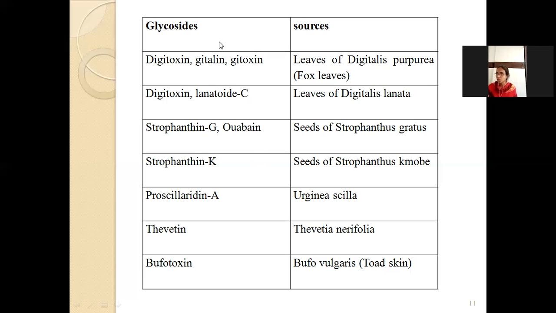So these are the cardiac glycoside drugs which are obtained from natural sources, like the leaves or the seeds of plants. They are digoxin, gitalin, gitoxin, digitoxin, lanatoside C and strophanthus G and K, etc. These are the drugs which are mainly obtained from plant sources.